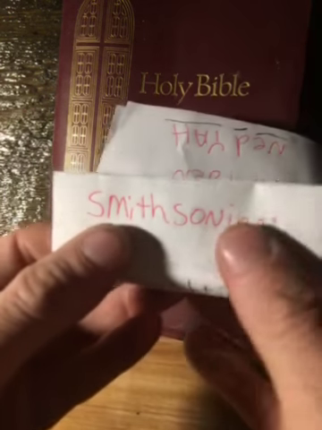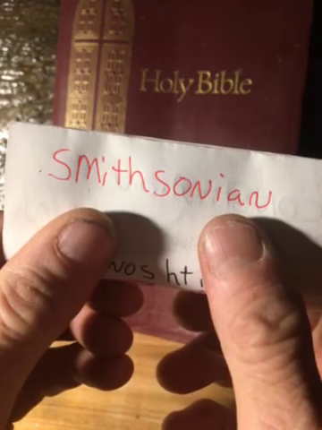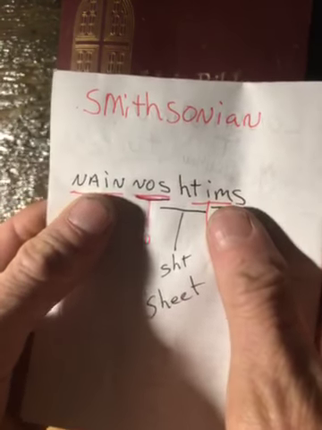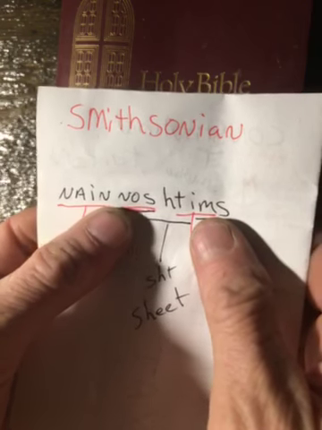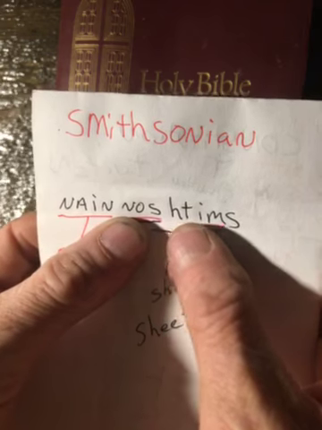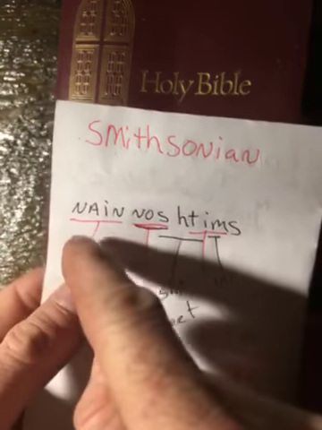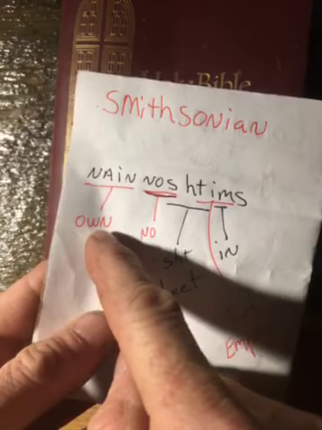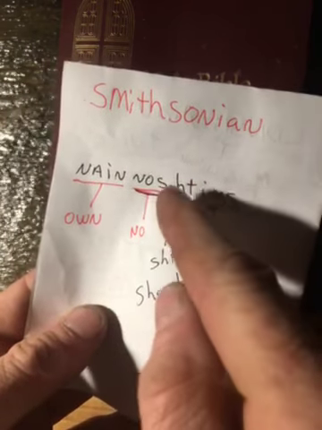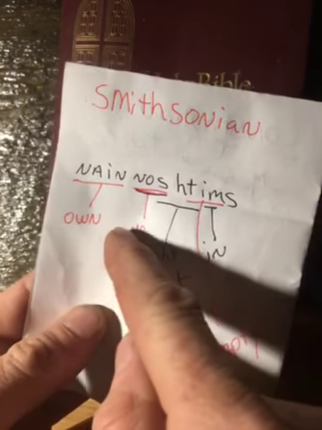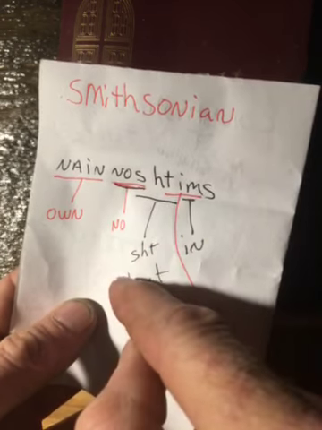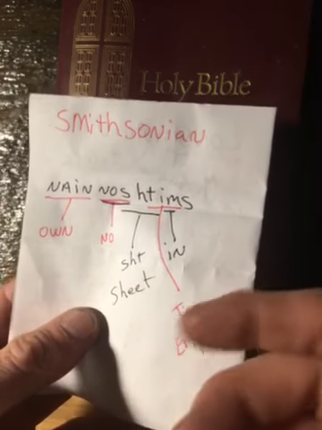So this is how the word Smithsonian looks, and when we mirror that, it will be NAIN NOS SHT IMS. When you look in the dictionary, NAIN stands for own, and NOS also stands for no. Own, no. The abbreviation SHT in the dictionary was sheet. So there are many different things for sheet.